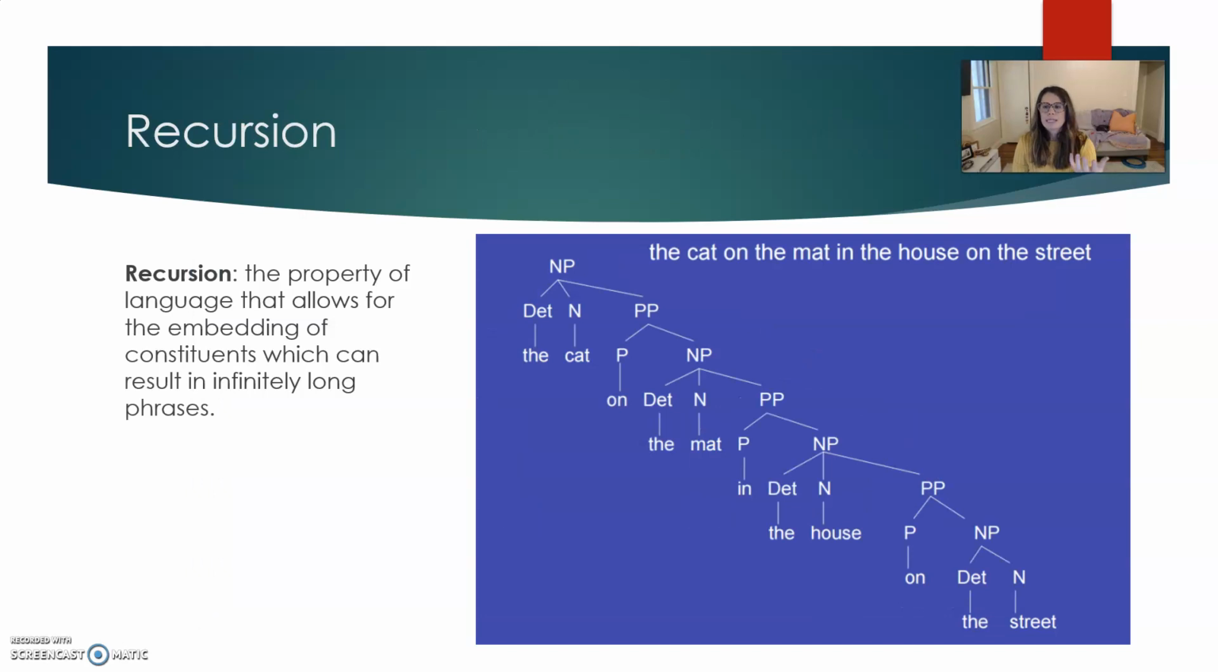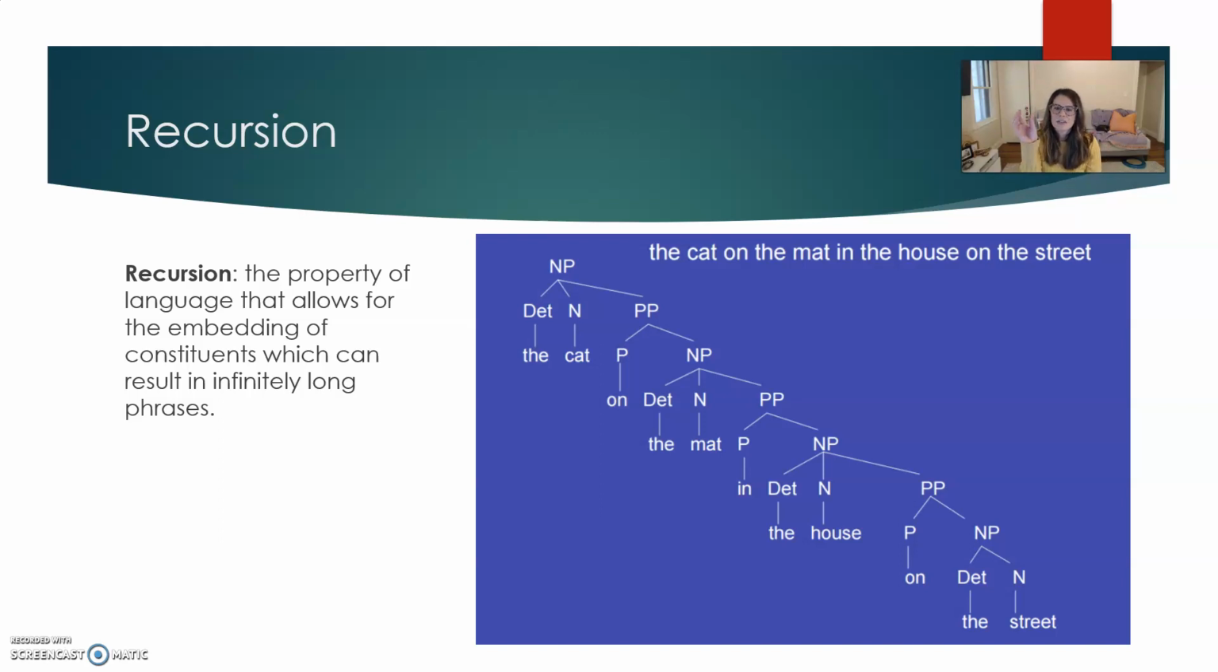So as I said, you can put phrases inside other phrases, and that's what's called recursion. This is one of the most interesting things about English syntax, or the syntax of language, is that we can just keep adding on: the cat on the mat, in the house, on the street, right?